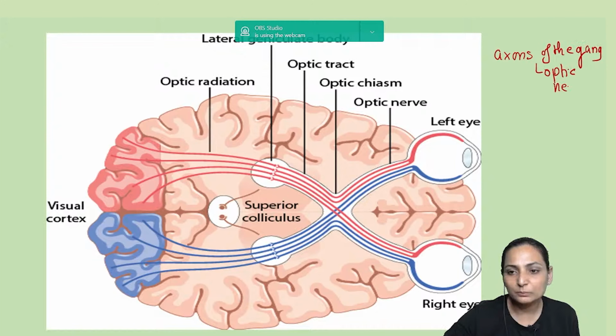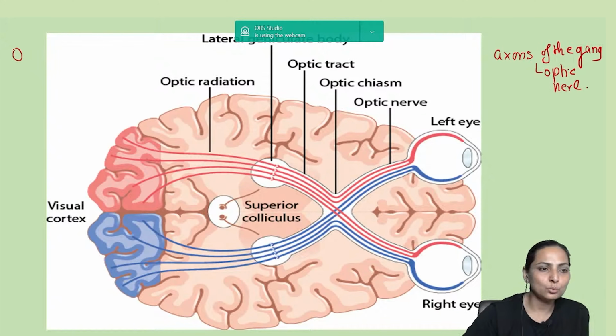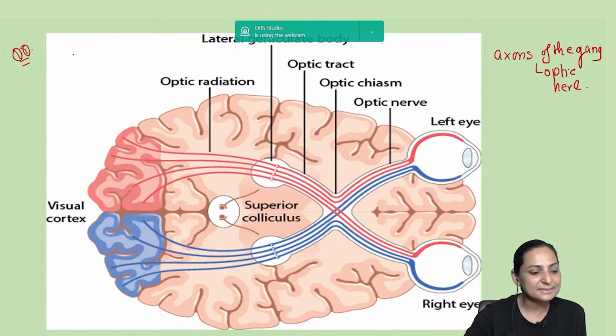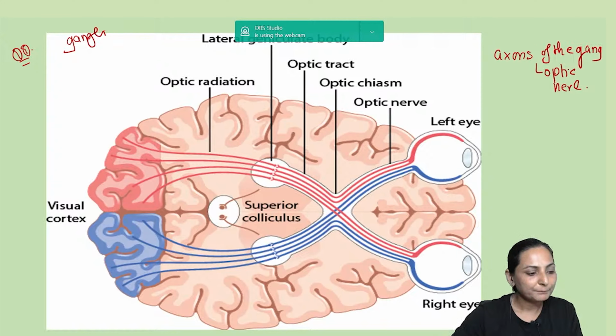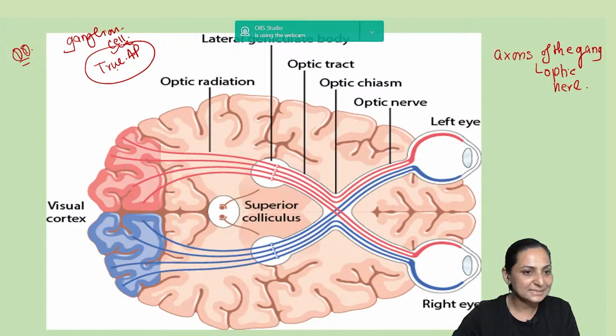Now over here I would just like to enlighten you on one thing, that there are different cells in the retina. You know that there are bipolar cells, horizontal cells, amacrine cells. Among all these cells, the cell which shows a true action potential is only the ganglion cell. All the other cells show graded potentials, right?